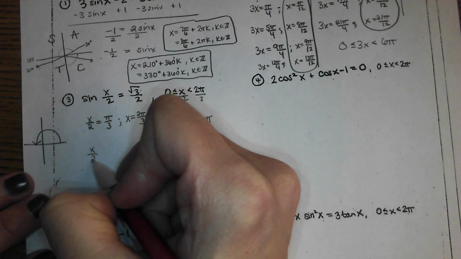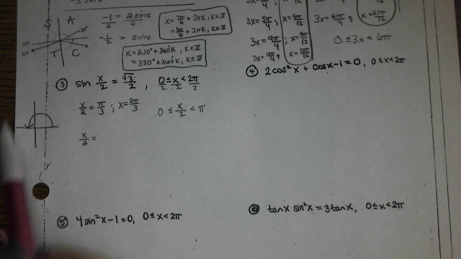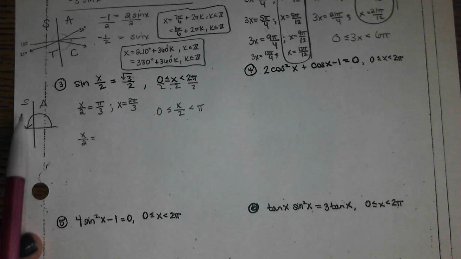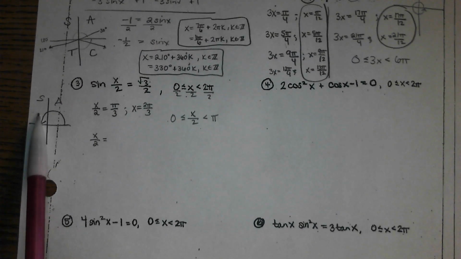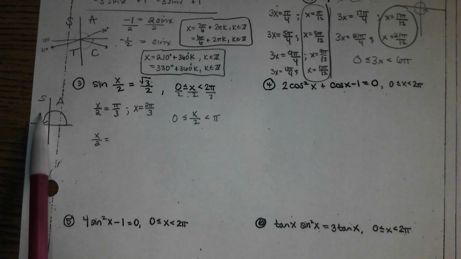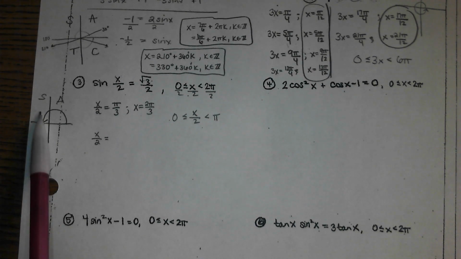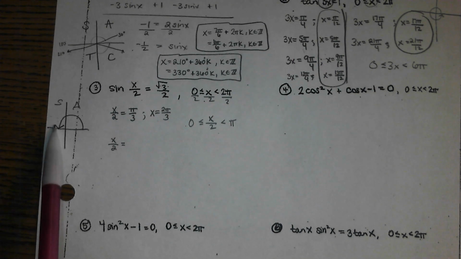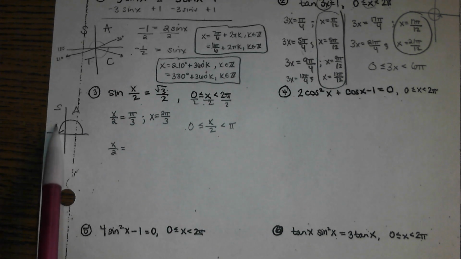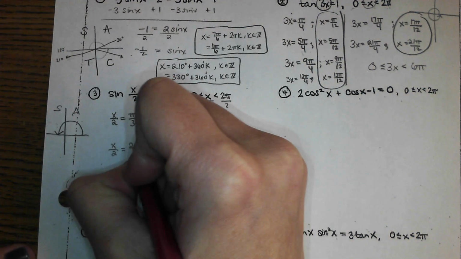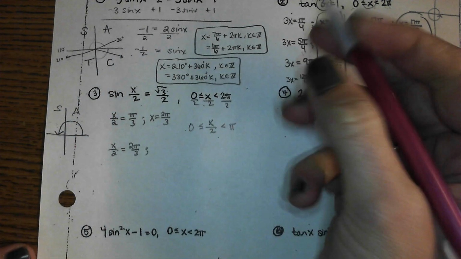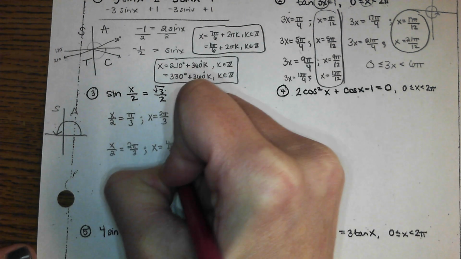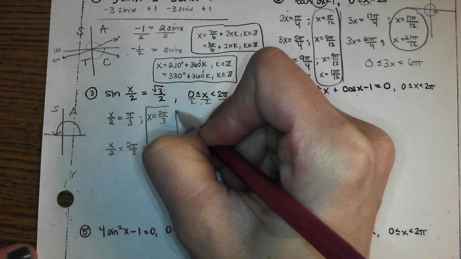And x over 2 could equal, what's the second quadrant angle? Since sine is also positive there, we're going to include that. What would that be, Aiden? Right, because here's 3 pi over 3, so one tick before that would be 2 pi over 3. And then if you actually solve for x by multiplying by 2 on both sides, x equals 4 pi over 3. And there are your two solutions.